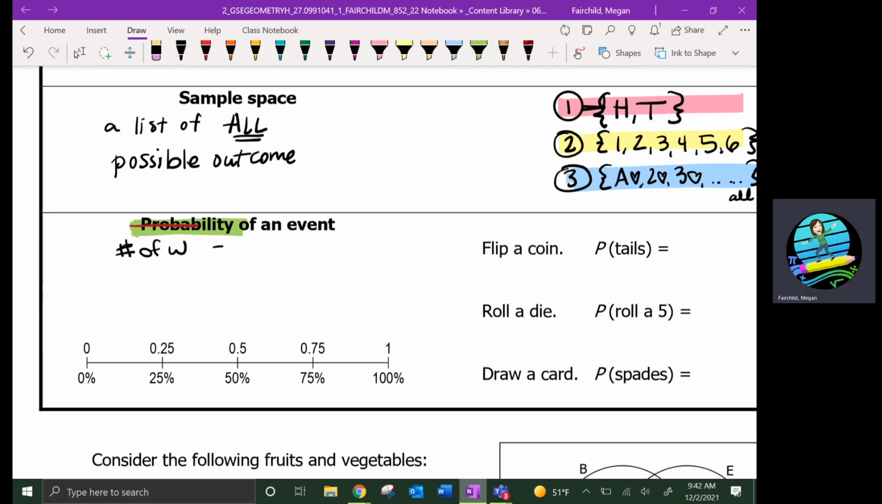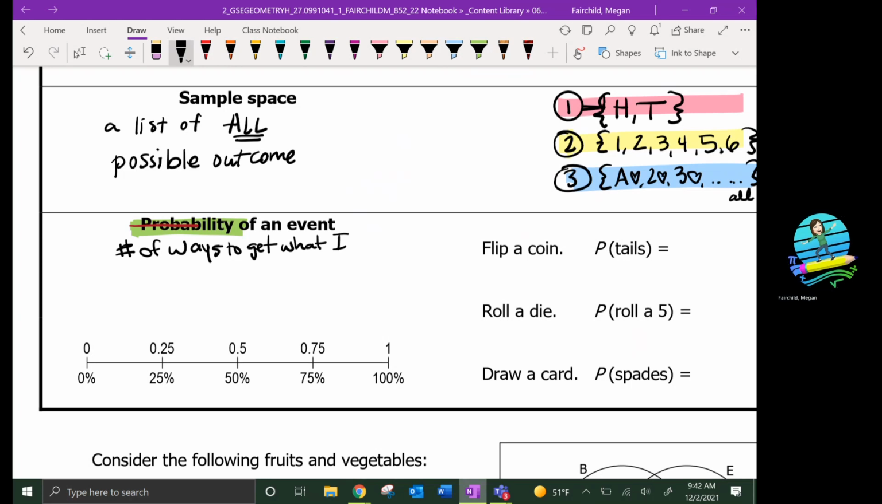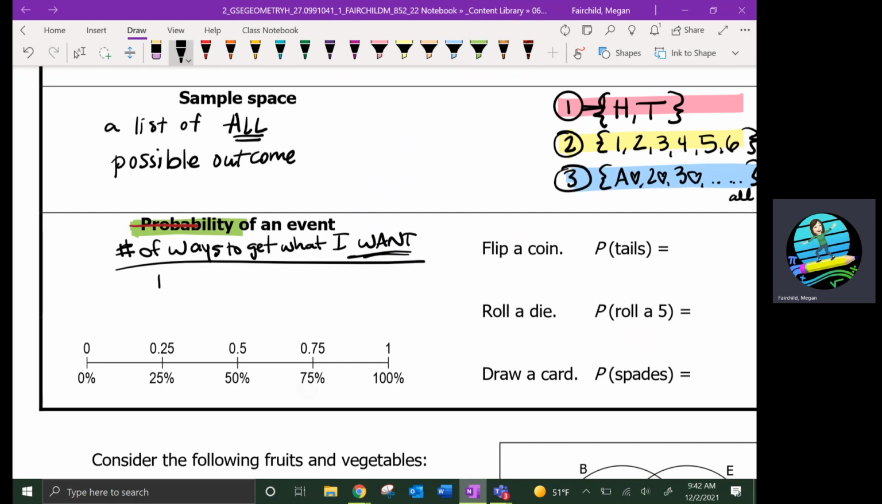Number of ways to get what I want divided by the total number of possible outcomes. We'll give examples in just a second. But that's basically how you write a probability. It's a fraction. You can always turn it into a percent and a decimal, but you can give me a fraction, that's fine, unless it says what percent of so-and-so, okay?